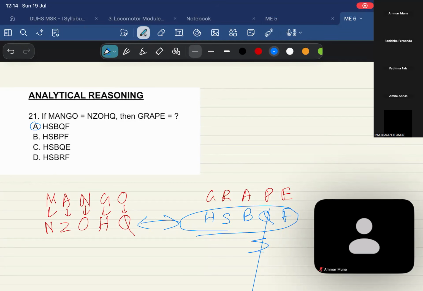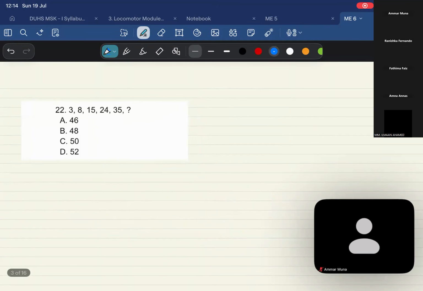So moving on to our next question. We have a number pattern: 3, 8, 15, 24, and 35. What's the difference between these numbers? Between 3 and 8, that's 5. Between 8 and 15, that would be 7. 15 and 24, it's 9. And 24 and 35, that would be 11.